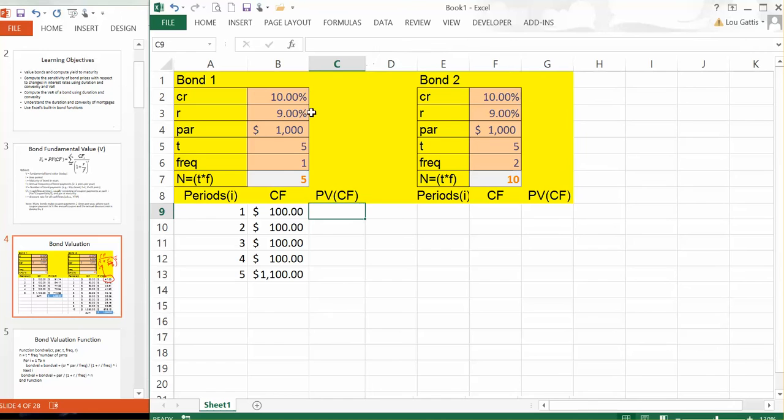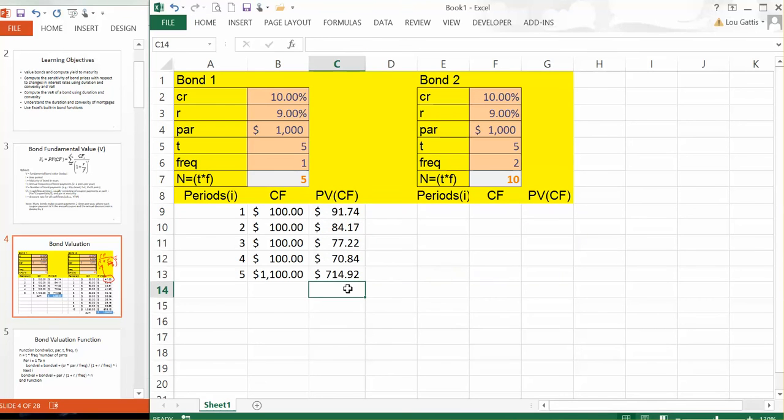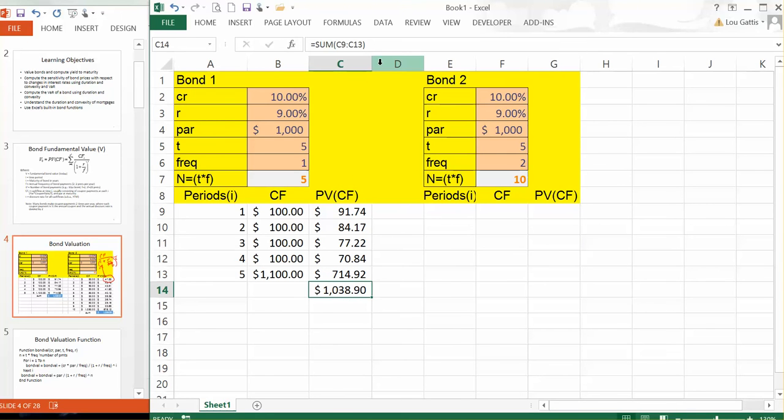How much would you pay for it? Well, if you demanded a 9% return on your bond investment, you would discount these cash flows at that rate. So I'll discount the first cash flow and so on. So there's the present value of my cash flows. If I sum those up, it says I would pay $1,038.90 for this bond. So that would be the intrinsic value of the bond, or the discounted cash flow.